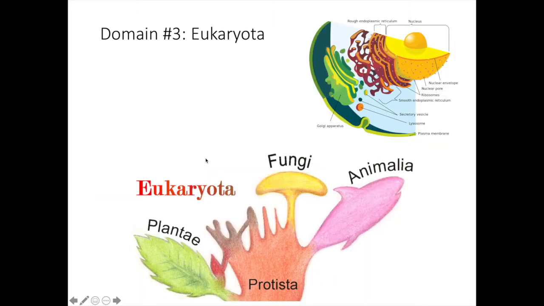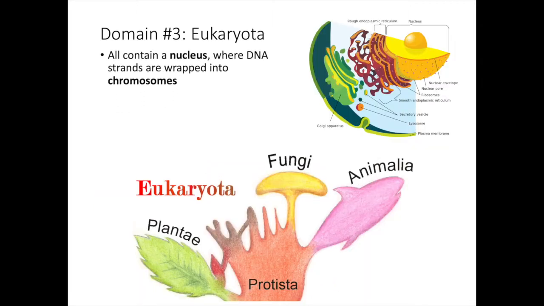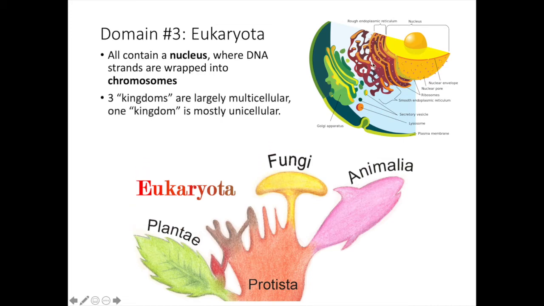Eukaryotes are the ones that are most familiar to us. When we drew the cells during class, we know that eukaryotes have a nucleus. They also have a lot of specialized organelles like the endoplasmic reticulum, the Golgi apparatus, the lysosomes, all of these things that are important, which we'll look at in more detail when we look more closely at the cell.